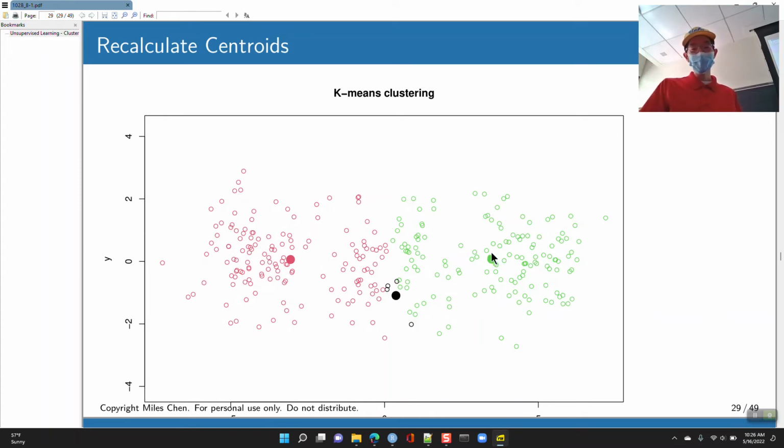So the centroid of the green points, all of the points assigned to green here, the centroid of all of the points assigned to red, the centroid of all of the points assigned to black, okay? And now we do a reassigning of points, okay? So we say, all right, which points are closest to green? Okay, so everything over here is still closest to green. Everything over here is still closest to red. But now there's a bunch of points in the middle that are closest to the black centroid.